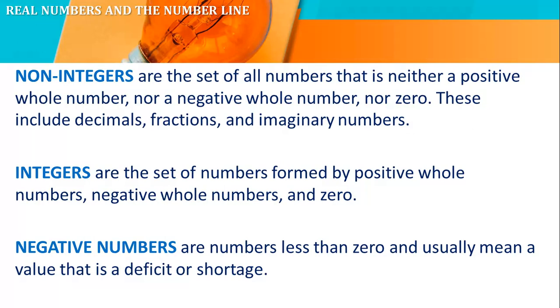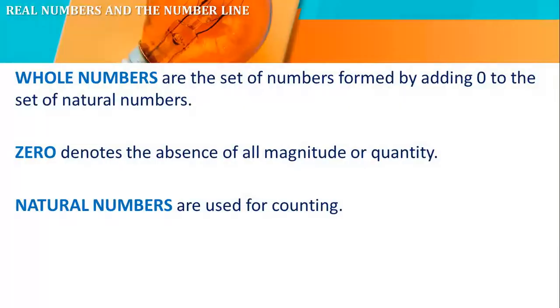So when you say negative numbers naman, yun yung number less than 0. Yung value niya ay mas maliit pa kumpara kay 0 and usually mean a value that is deficit or shortage. Halimbawa, when you count or when you subtract 3 minus 5, ang lalabas ay negative 2. So meron kasi siyang kulang or shortage. Next, whole numbers or buo yung numbers, hindi siya fraction or hindi siya part. Those are set of numbers formed by adding 0 to that set of natural number. So yung 0 naman natin, it denotes the absence of all magnitude or quantity. So halimbawa, 1, meron siyang movement kasi meron siyang magnitude or meron siyang quantity. Pero kapag 0 kasi wala siyang value.